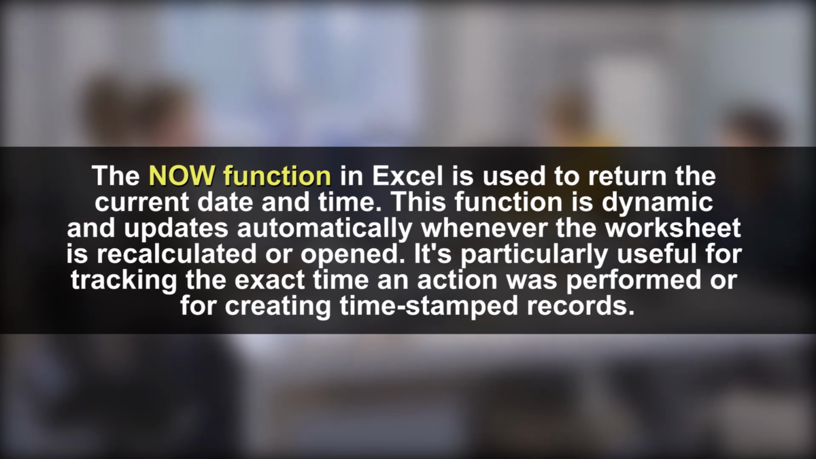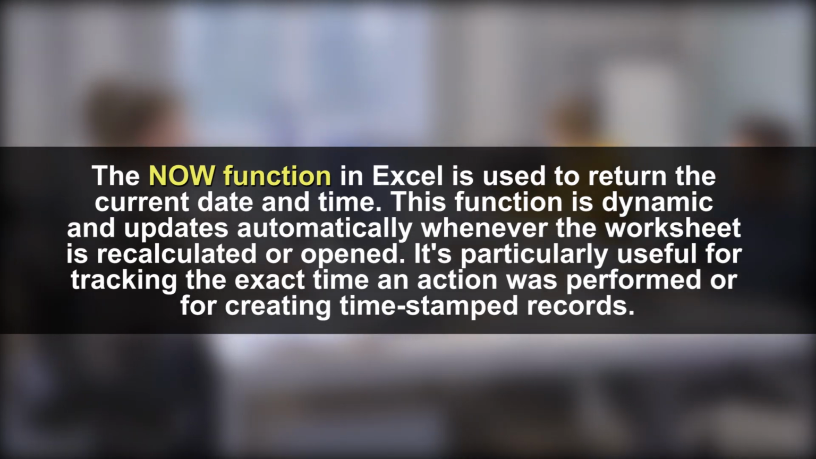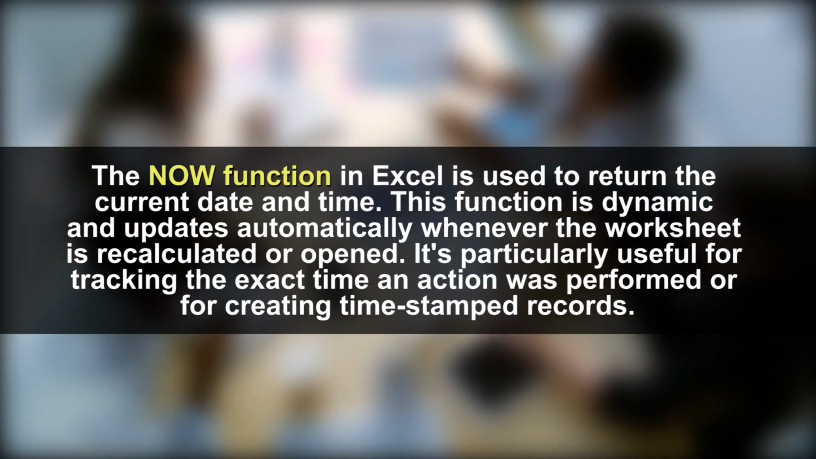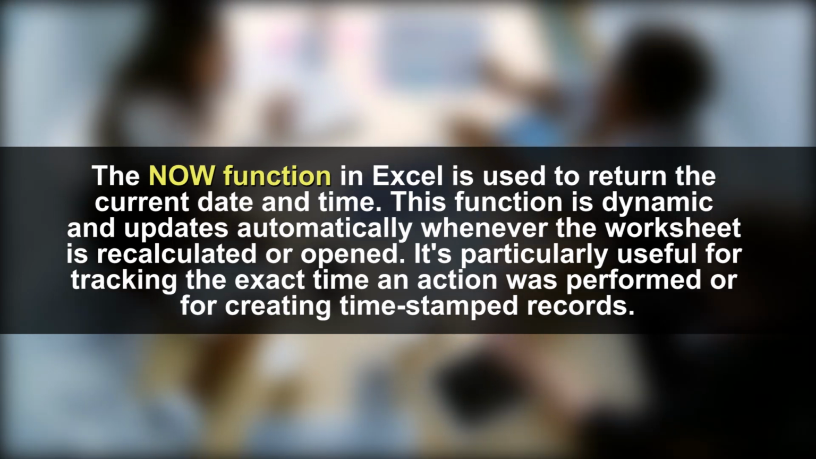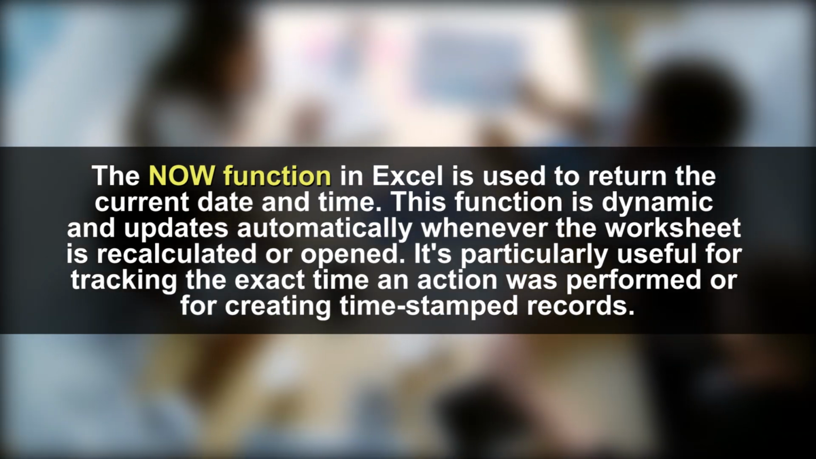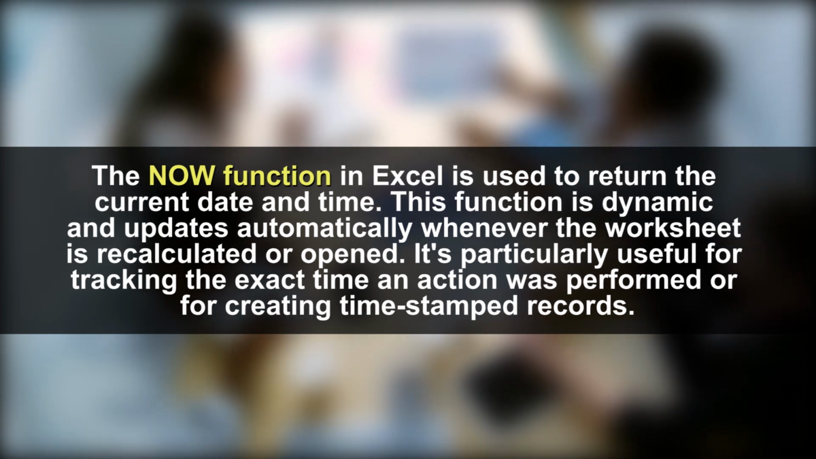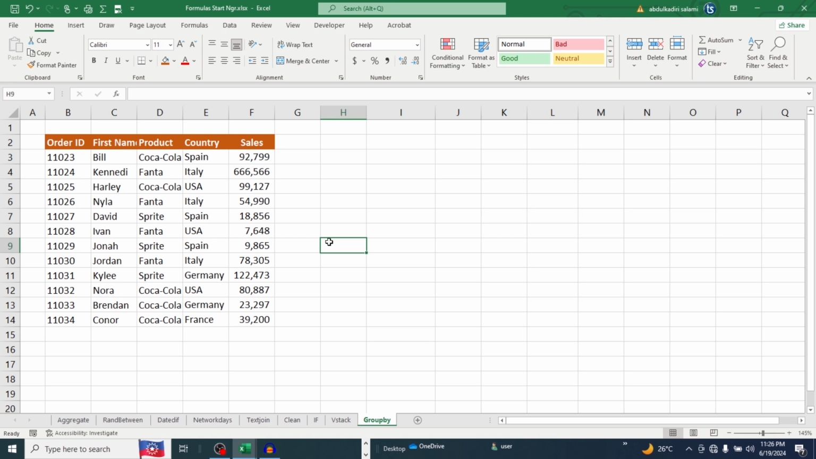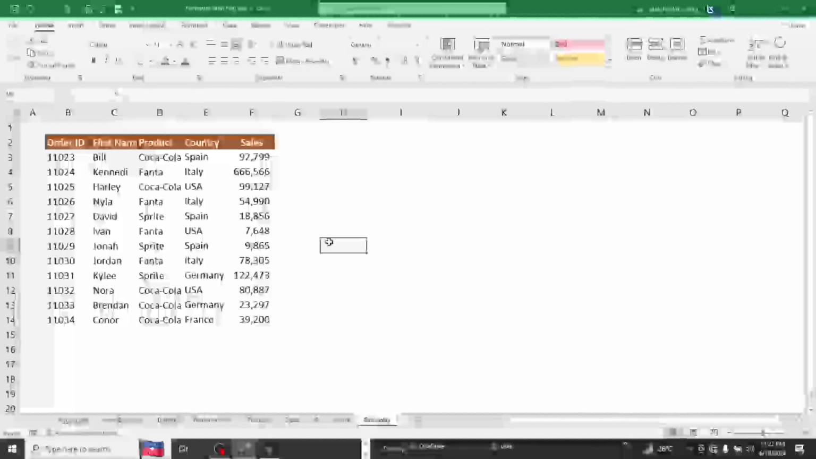The NOW function in Excel is used to return the current date and time. This function is dynamic and updates automatically whenever the worksheet is recalculated or opened. It's particularly useful for tracking the exact time an action was performed or creating timestamp records. Okay, now let's talk about the NOW function in Excel. So we use that to return the current date and time, okay? And basically, it's particularly useful for tracking the exact time an action was performed or for creating timestamp records, okay?